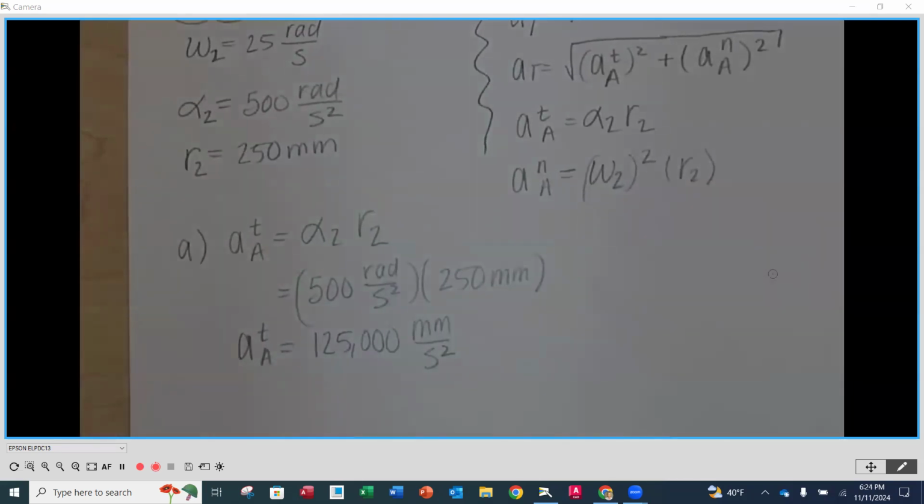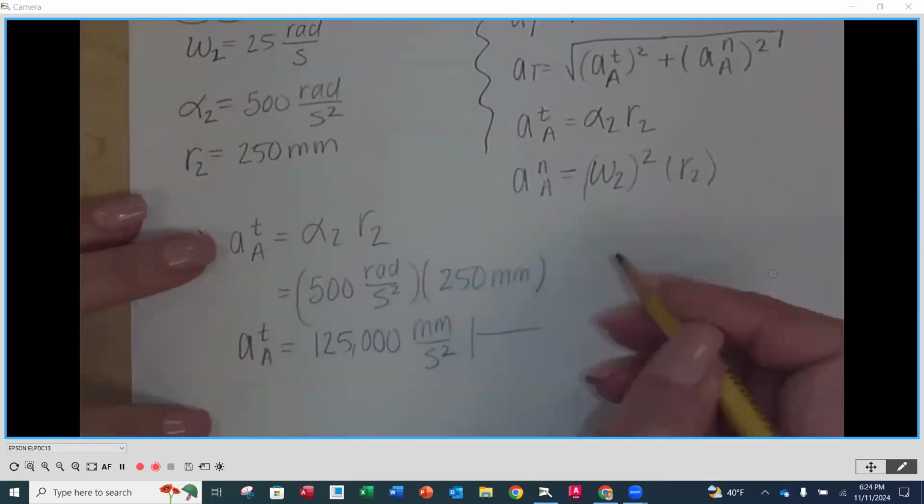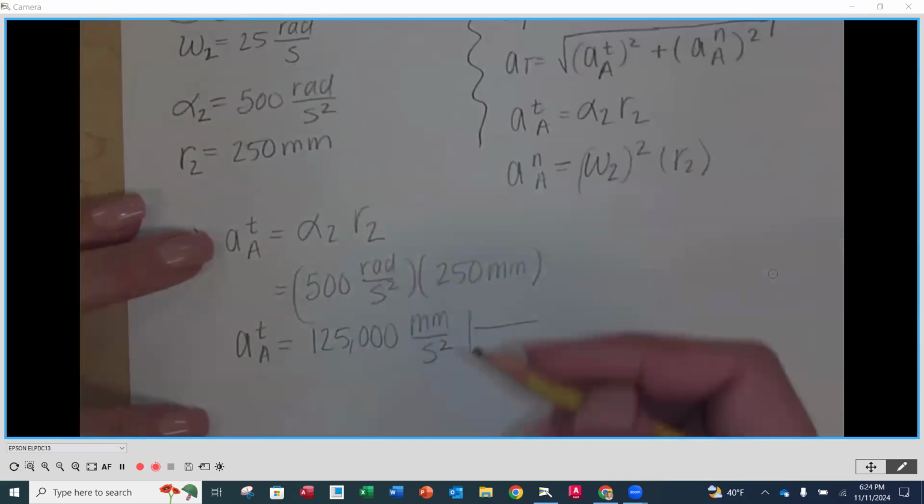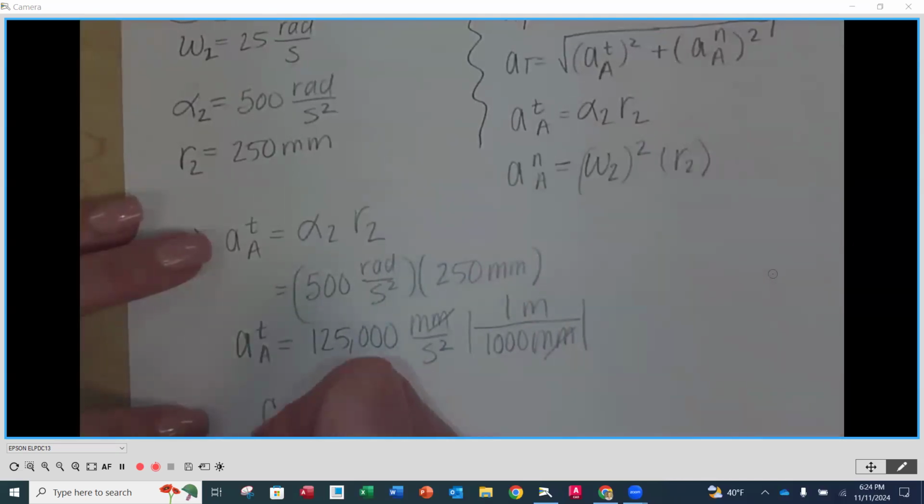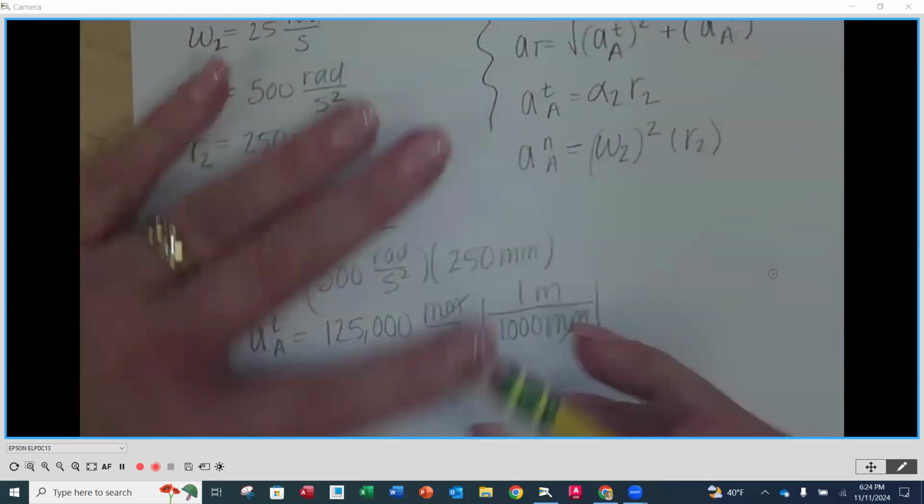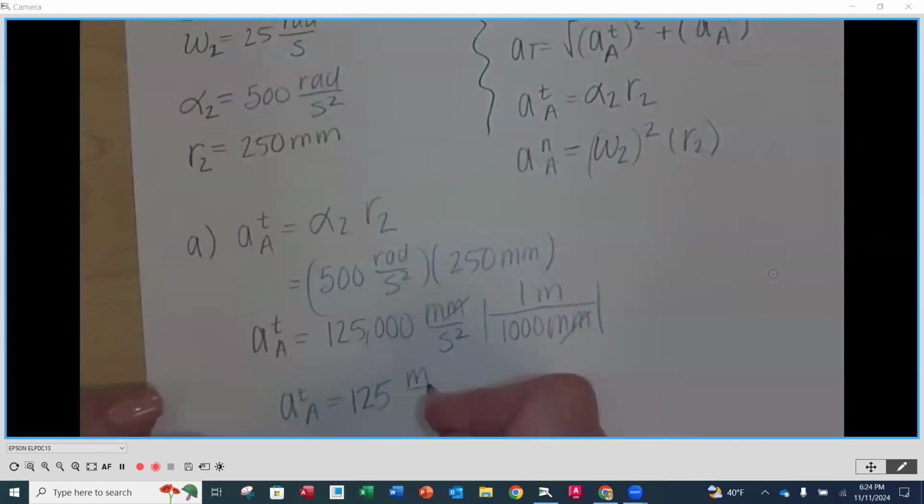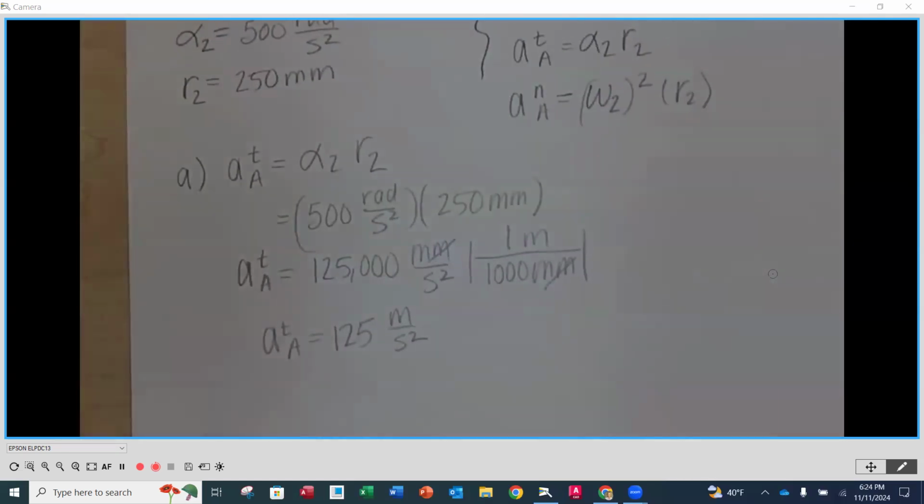Now, what the book does in here, and this is kind of a judgment call, we could end it right here and keep this in millimeters, but they converted to meters just so they wouldn't have all the zeros to deal with. All they did is they said 1,000 millimeters in 1 meter. So our tangential at A is 125 even meters per second squared. Again, just to not have to deal with all the zeros because it's such a big number.